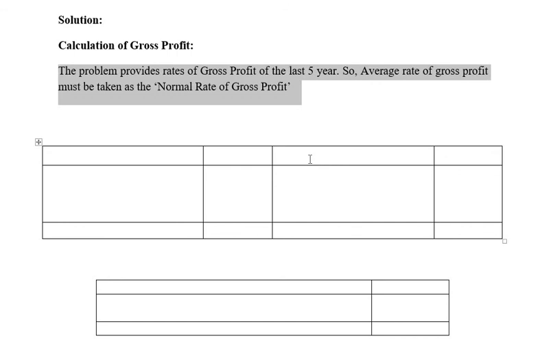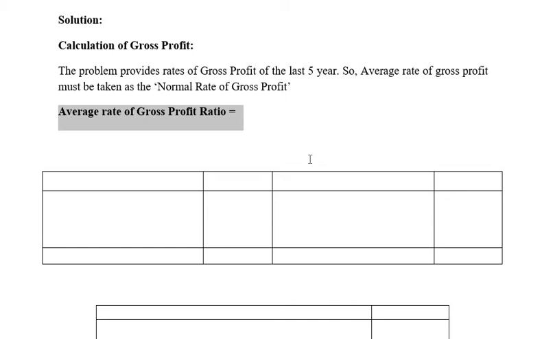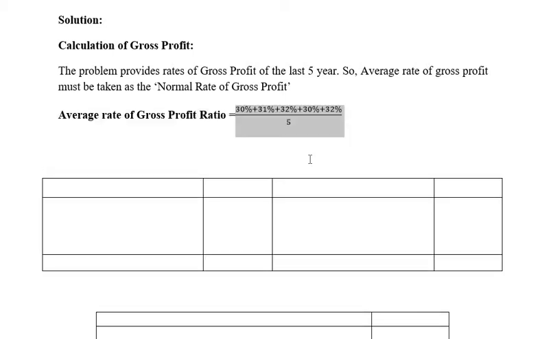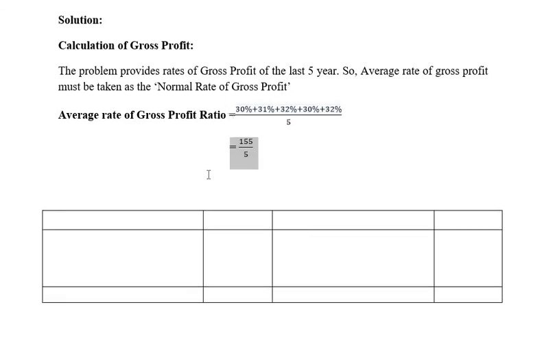What is the procedure for the calculation of GP? Average rate of gross profit equals the sum of the 5 years' rates of gross profit divided by the number of years. So the formula: first year is 30%, second year plus 31%, third year 32%, fourth year 30%, last year 32%, divided by 5. The total is 155 divided by 5. 155 means 30 plus 31 plus 32 plus 30 plus 32.